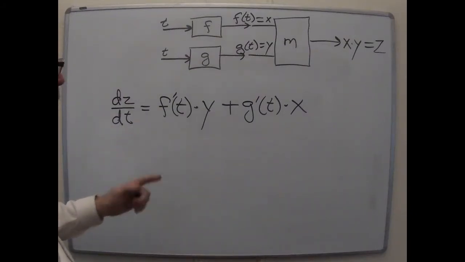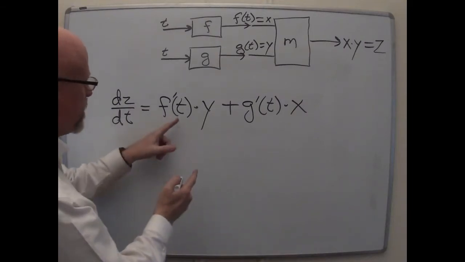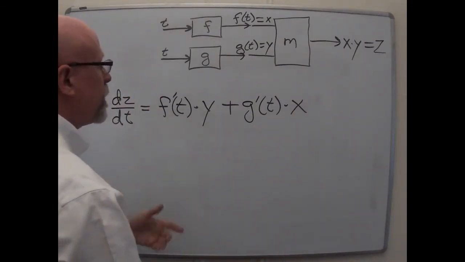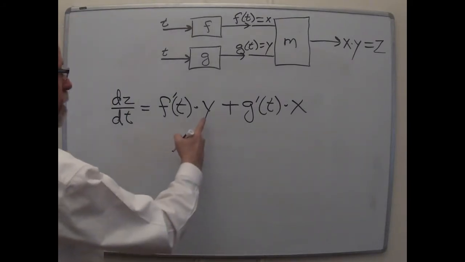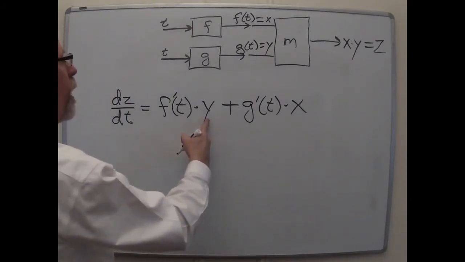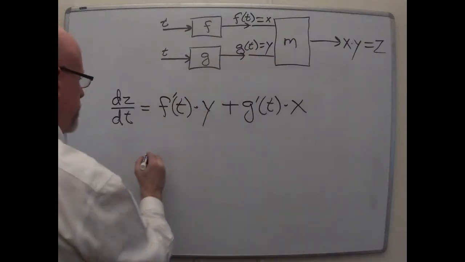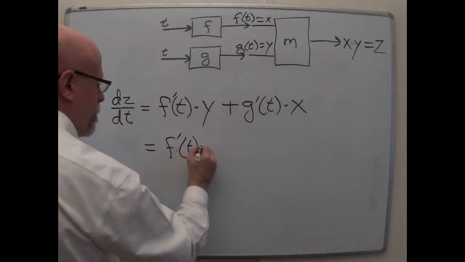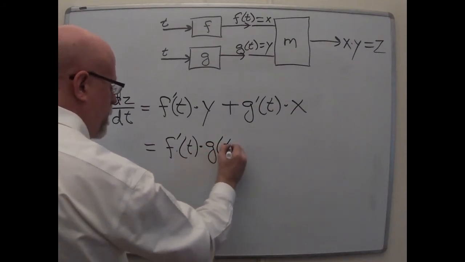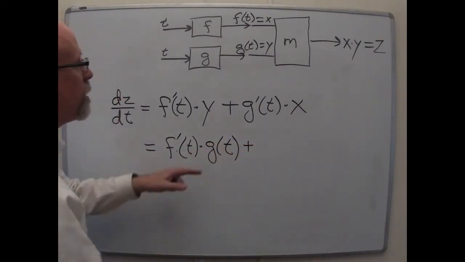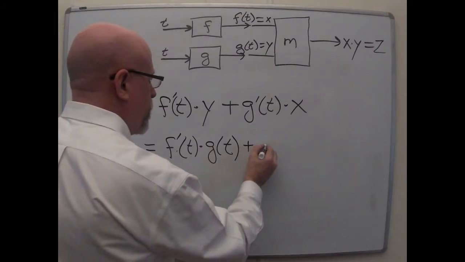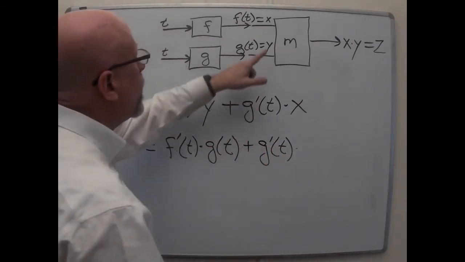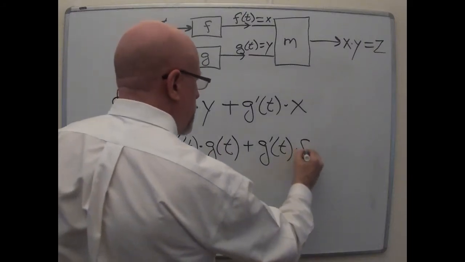But we have the same problem we had last time. There's a mismatch. Some of the things involve t, others involve x and y. Can we sort that out? Yes, we can, because y is g of t. So this is f prime of t times g of t. And this other one, g prime of t, okay, I'll just write that, times x, which is f of t.